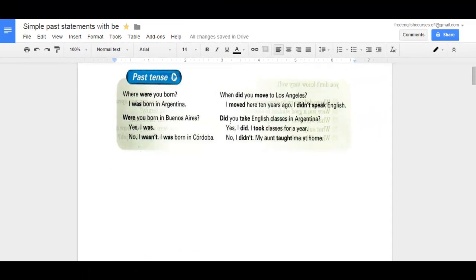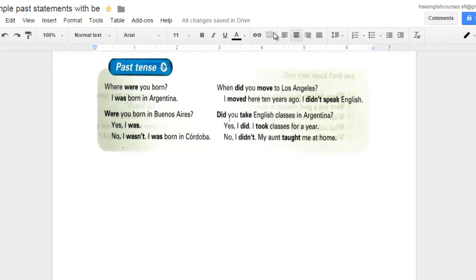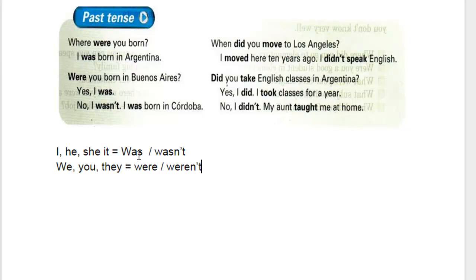The first thing that I would like to explain regarding this topic is one basic rule, and that's the verb to be. The verb to be will change depending on the pronoun that you use. For instance, whenever you use the pronouns I, he, she, or it, the verb to be that we're going to have to use for positive sentences is was. And whenever we make a negative sentence, then we're going to have to use wasn't.